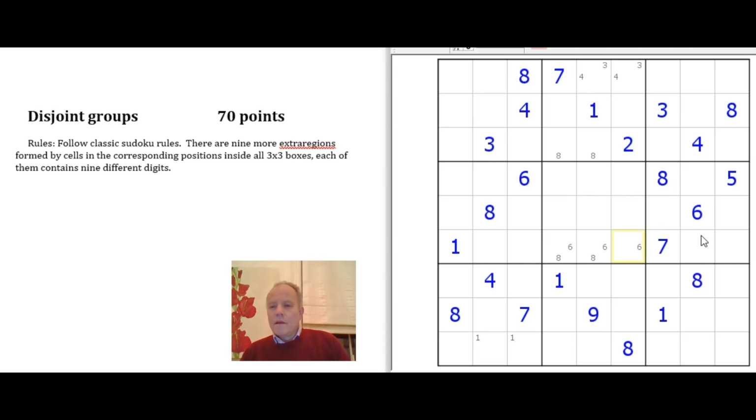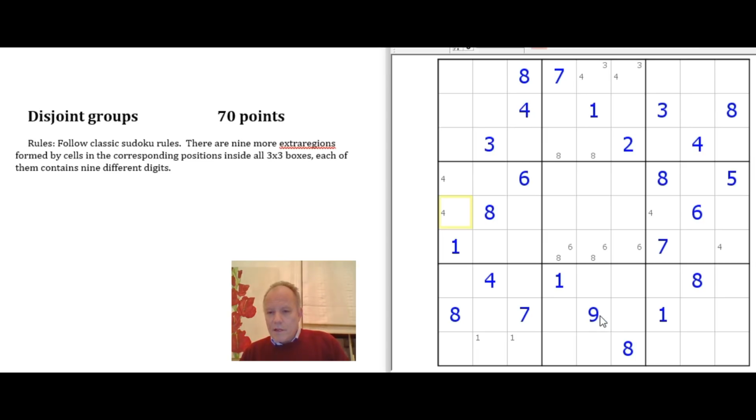4 here can't be in those 2 central ones in this box and can't be here because of that 4. So they must be there or there, which isn't that powerful. On the other hand, they must be here. Come on, click. They must be in one of those 2. Okay, that hasn't quite helped yet.